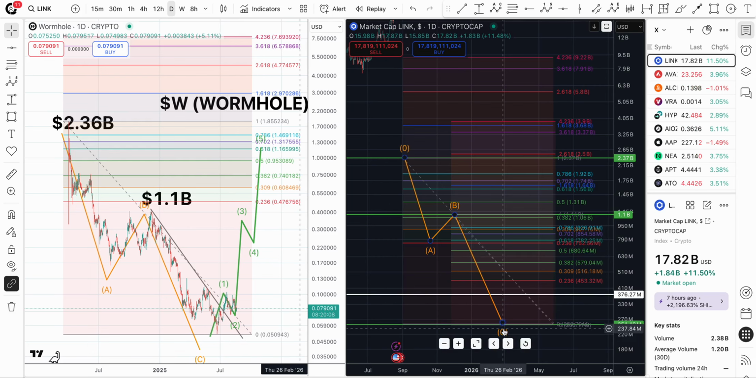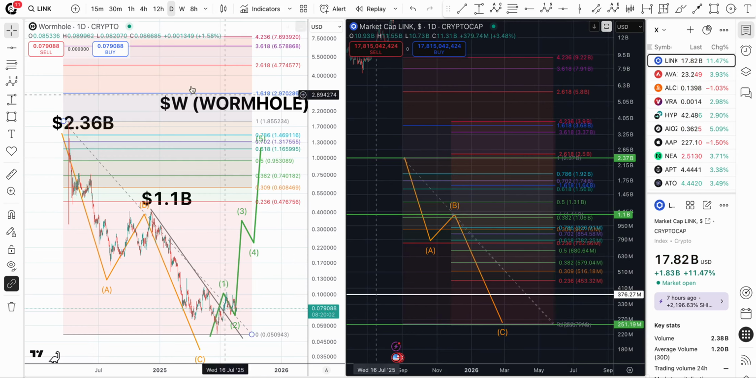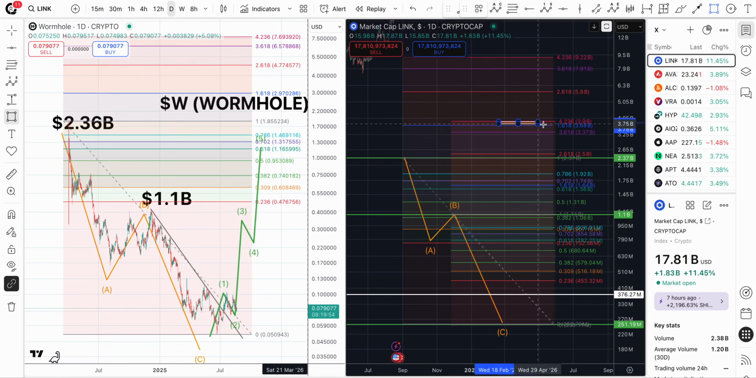Okay, so that's where we're at right now. That's where we dropped to. Drew a fib on this entire range, and we're seeing this area up here just shy of 4 billion, right? Just shy of 4 billion. A nice round number. This is where I'm looking for this thing to top out.